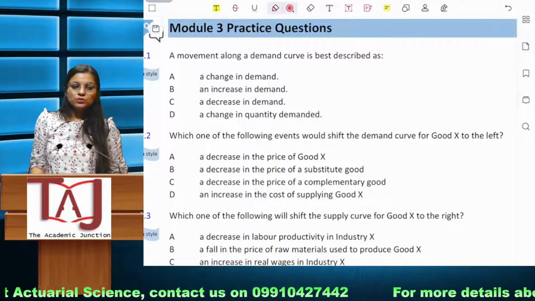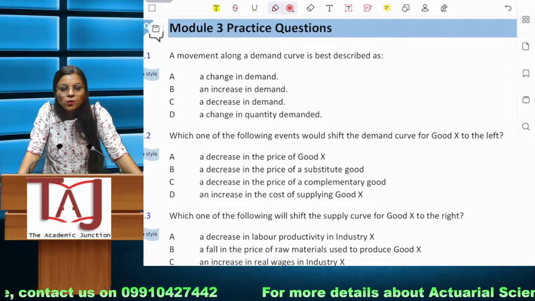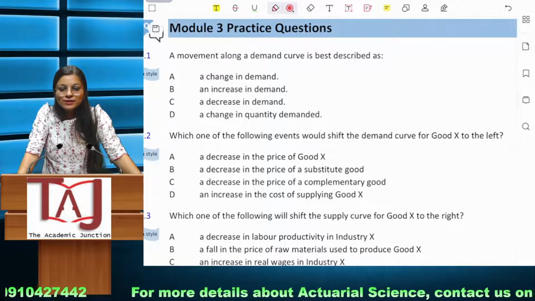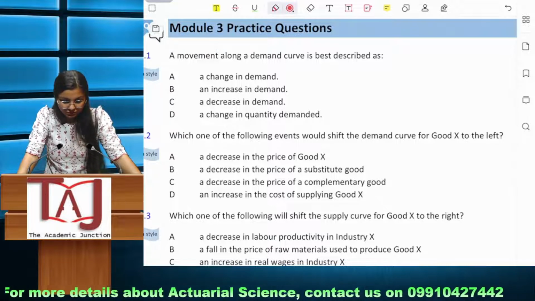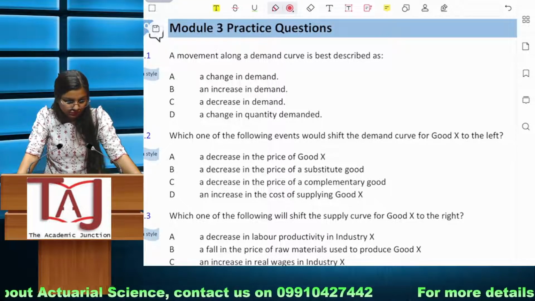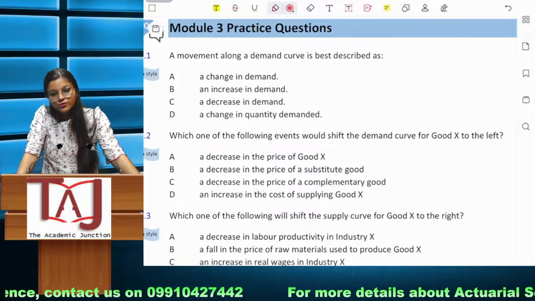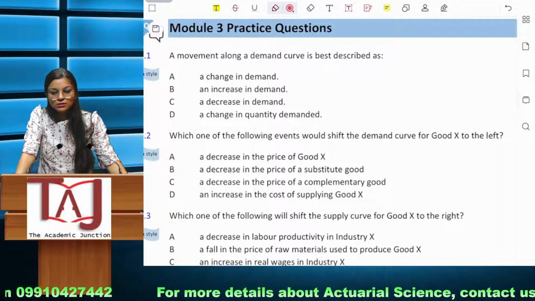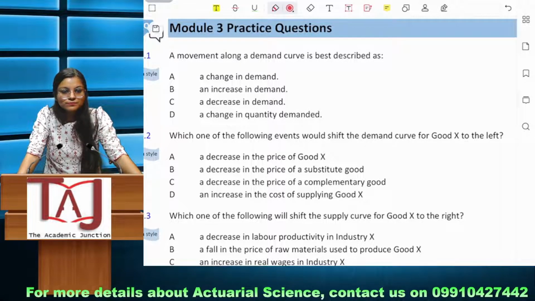Question number 2. Start attempting question 3.2. Which one of the following events would shift the demand curve for good X to the left? Only 1 minute for this answer. Which one of the following events would shift the demand curve for good X to the left?